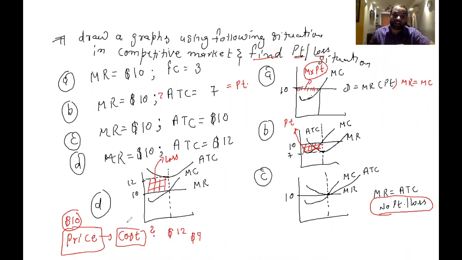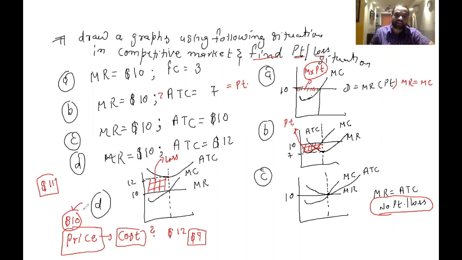But again, as I said, various factors. One of the factors is the competitors, at what price competitors are selling. So let's say my cost is $9 and competitors are selling at $11.